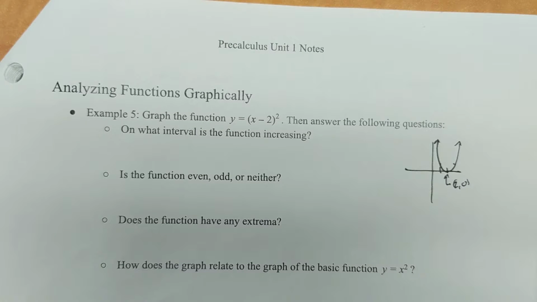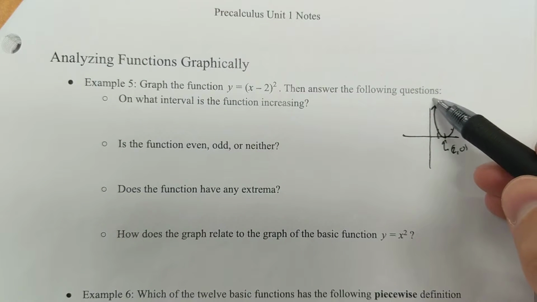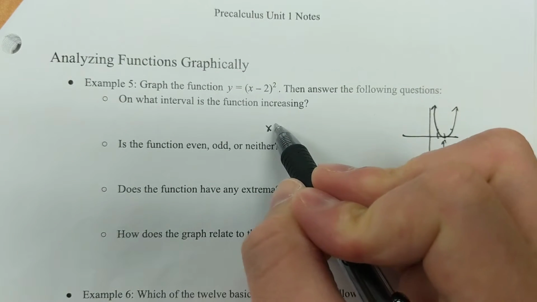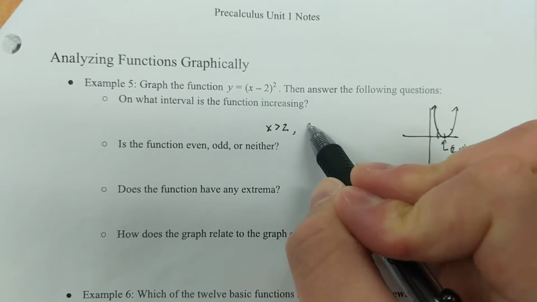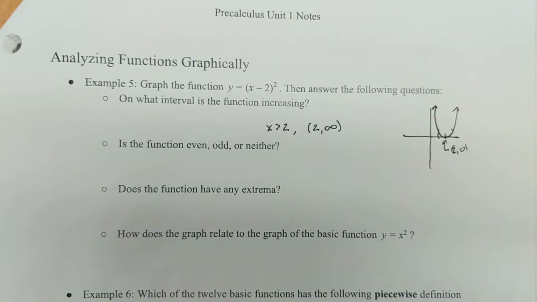Okay, so on what interval is the function increasing? That means where are the values rising? When you look at increasing, decreasing, you're reading the graph left to right. So I'm coming down, and then I hit 2, and I start going up. So the interval where it is increasing is x is greater than 2, or in interval notation, from 2 to infinity.